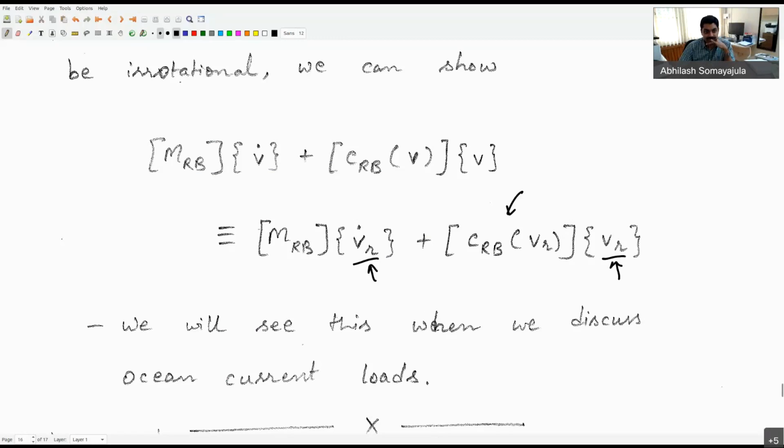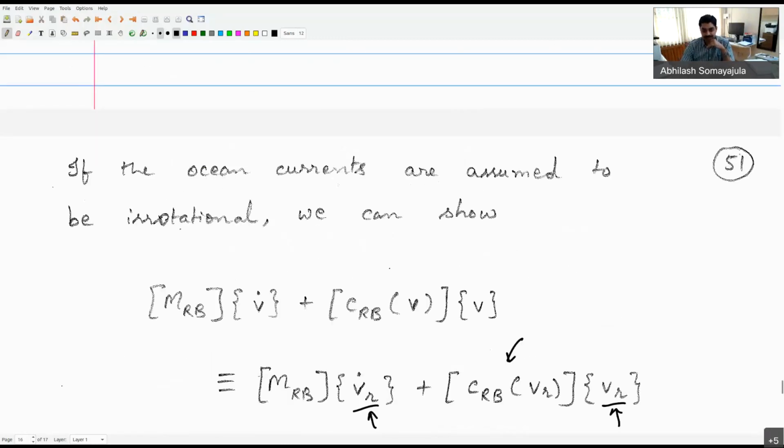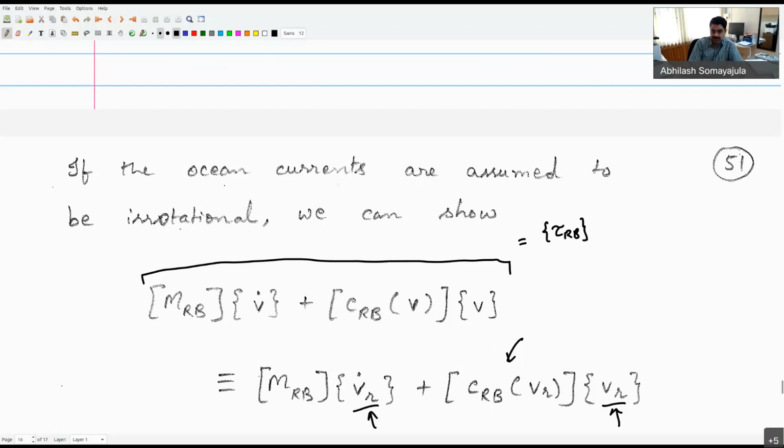Yes, sir. Okay, the idea is simple. My original equations of motion on the left hand side, this is what we had, and that was equal to tau RB. Correct? Yes, sir. Now, if there are ocean currents in play, then I want to incorporate those ocean currents also into my dynamics. And we are making a big assumption here that those ocean currents are irrotational in nature.